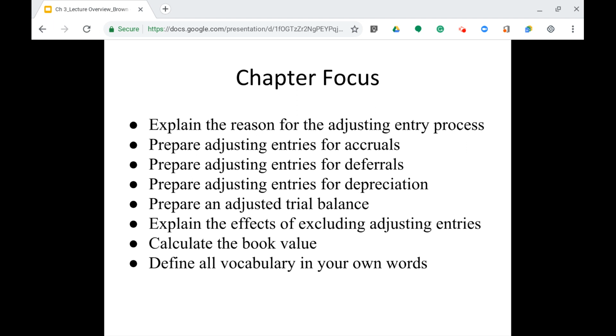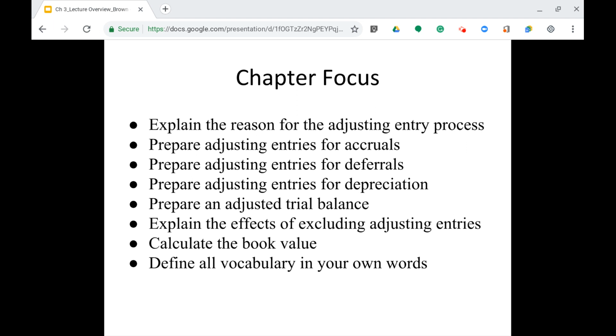What you need to be able to do at the end of this chapter is explain the reason for the adjusting entry process. Prepare adjusting entries themselves for both accruals and deferrals, which is what you see here. Prepare adjusting entries for depreciation, which also falls under deferrals. It's just listed separately.